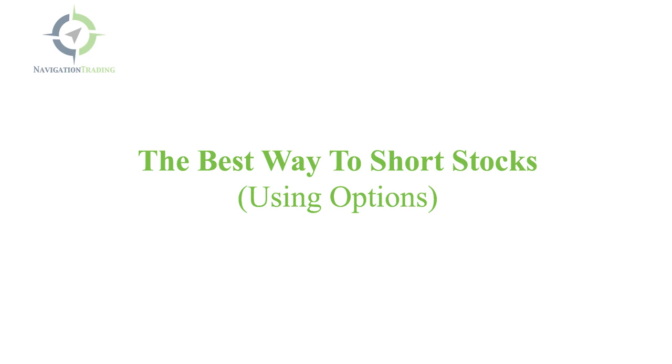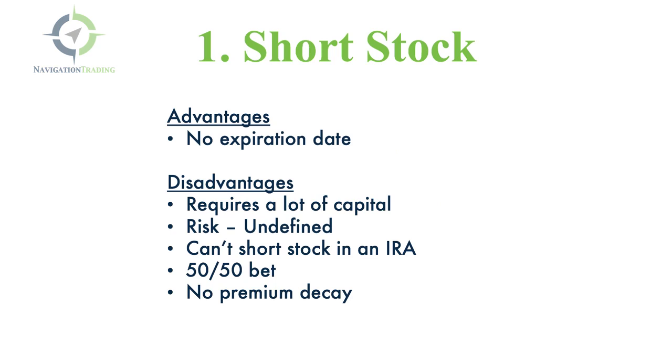We're going to go over 5 different strategies and then we'll go to the platform to take a look at a real example. Strategy number 1 would be to simply short the stock. The advantage is that there's no expiration date. We know that every option expires at some point in the future, but if you're simply shorting the stock, you don't have that expiration date to worry about.